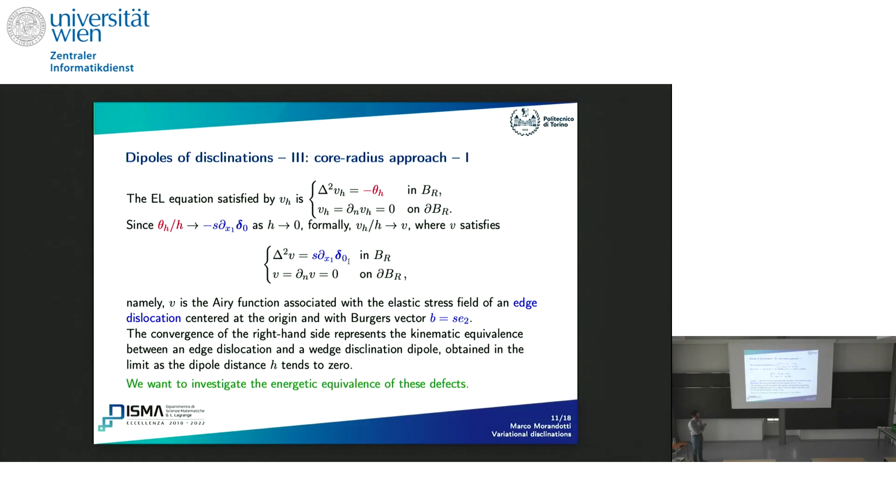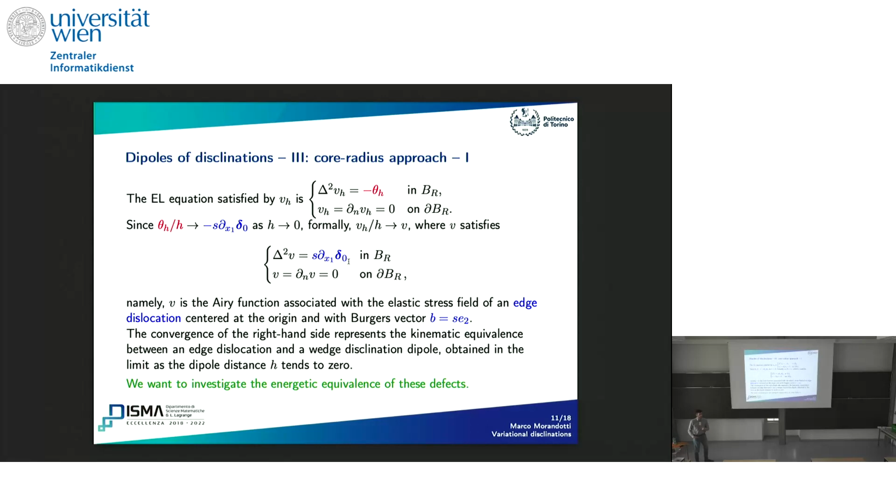So we get that the Laplacian, up to the constants in front, is equal to minus theta h. And if you formally take theta h over h and send h to 0, then you basically recover the x1 derivative, the partial derivative with respect to the x1 direction. The idea is to see what happens formally to the rescaling of VH divided by h itself, so you divide the whole equation by h and see where it goes. And we can prove that indeed V is the Airy function associated with the elastic stress field of one edge dislocation.